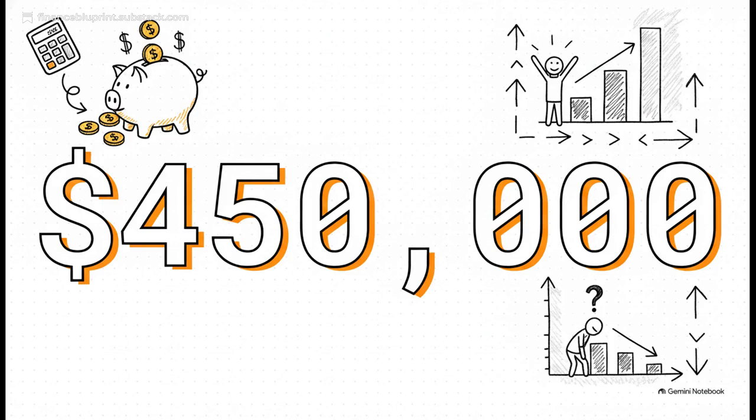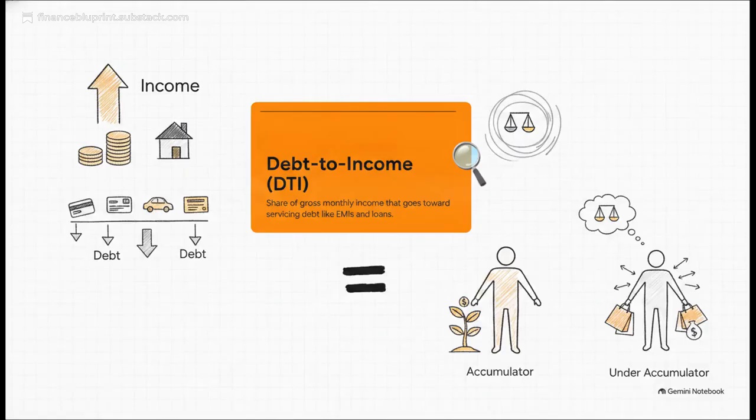Prodigious accumulators, those true millionaires next door we just talked about, have at least double this expected number, while underaccumulators have half or even less. But what's the actual behavioral hurdle that separates those two groups? It is your debt-to-income ratio, or DTI. Lenders also call this FOR, or fixed obligation to income ratio. This is the exact share of your gross monthly income that just gets eaten up by servicing debt. Mortgages, credit cards, auto loans, the whole shebang.